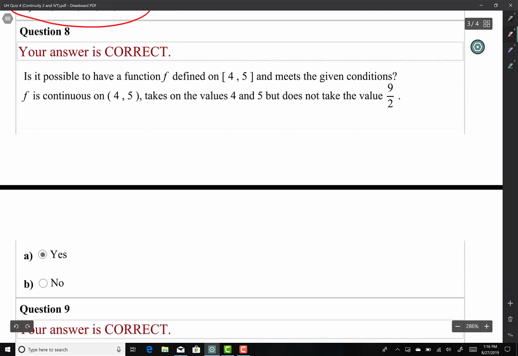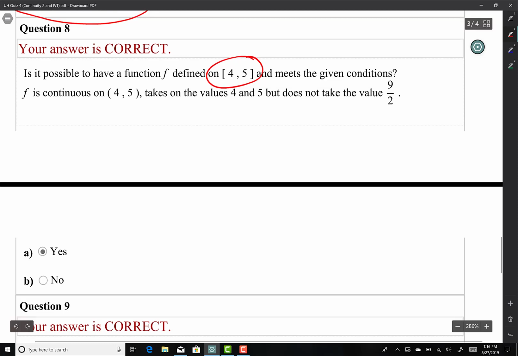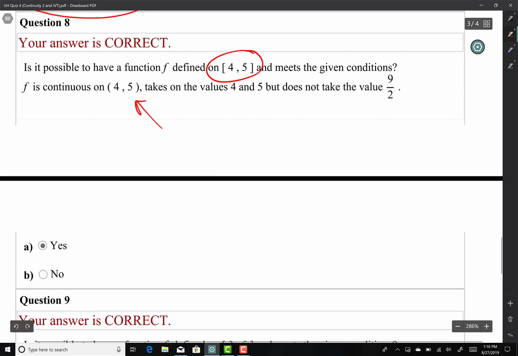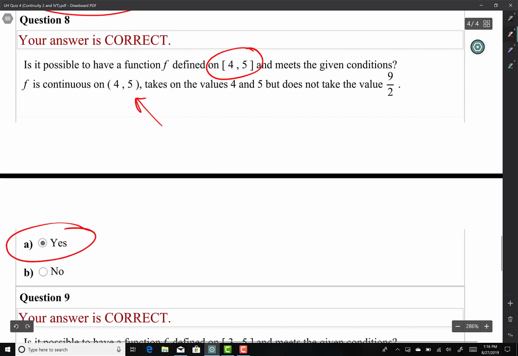Is it possible to have a function f defined between 4 and 5? Okay, it can always be defined anywhere and meets the given conditions. F is continuous on 4 to 5. Notice, no brackets. Takes on the values of 4 and 5, but does not take the value of 9 over 2. Yes. How does that graph look? It looks like this. Here's 4. Here's 5. I take on the value of 4 and 5.